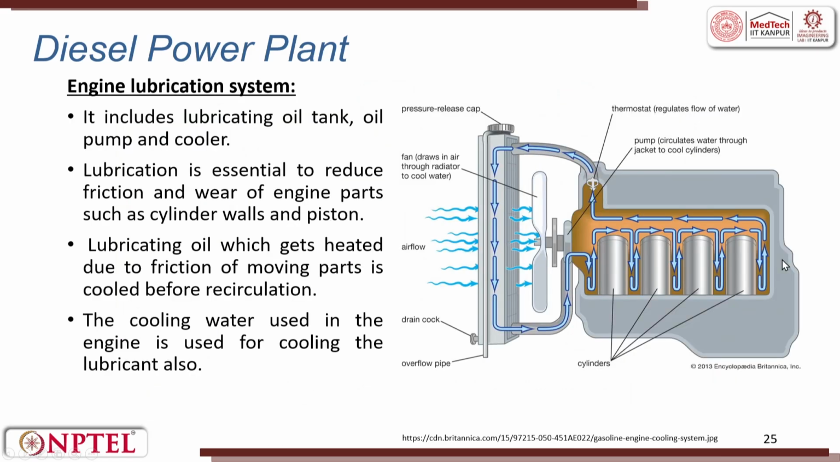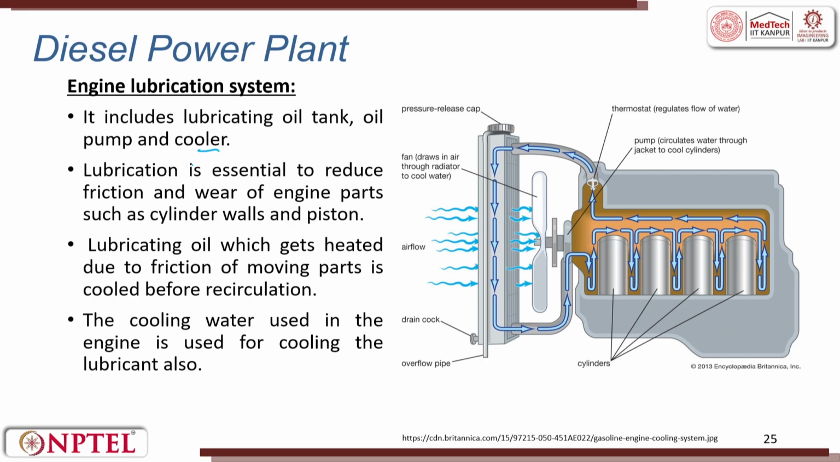Engine lubrication. As there are a lot of moving parts, there will be friction. The friction has to be reduced. So, the lubrication has to happen. The lubrication can happen by gravity, or it can go through small force, but it is good to have a lubricating pump, so that the lubricant moves back and forth in a pressurized manner. It includes lubricating oil tank, lube oil pump and a cooler. And why a cooler?